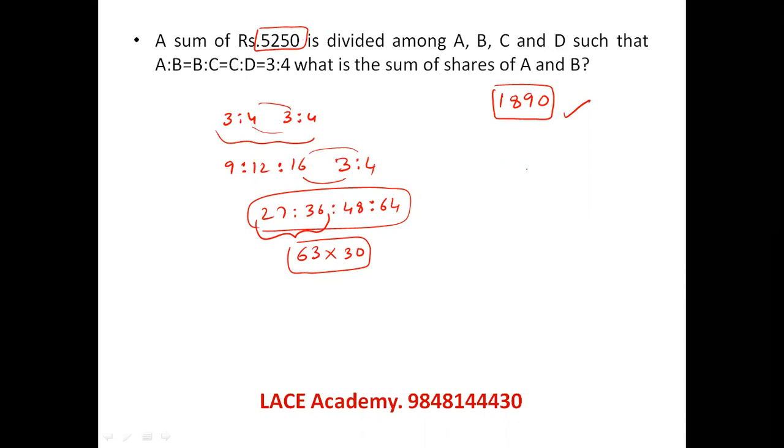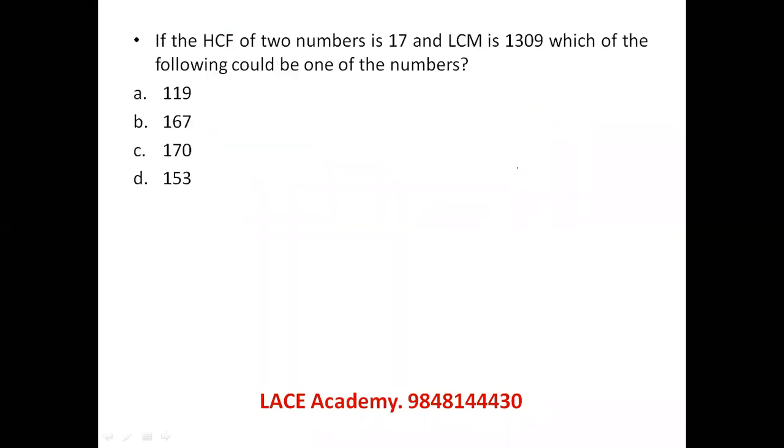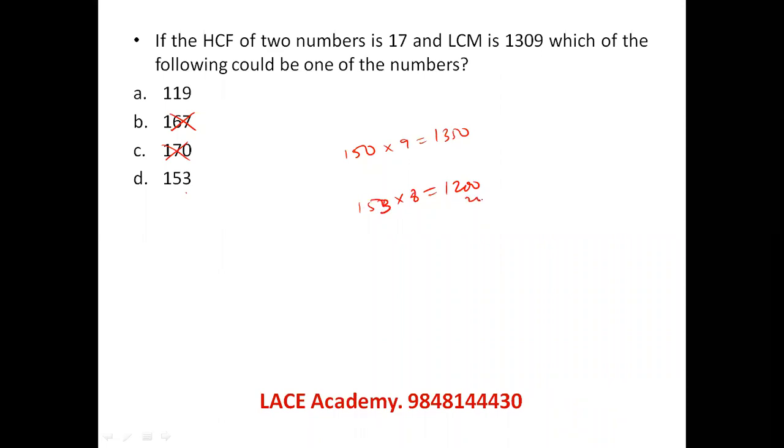This is all about tables, all about tables knowledge. HCF of two numbers is 17 and LCM is 1309. Which of the following can be one of the numbers? So when HCF is 17, the number should definitely be divisible by 17. So 119 can be divided by 17, 167 cannot, 170 and 153. And if LCM is 1309, the number should be able to divide 1309. 170 cannot divide 1309. 153 cannot divide 1309 because I know that 150 into 9 is 1350, 150 into 8 is 1200. If you know the 15 table, 153 into 8 will be only 1224.